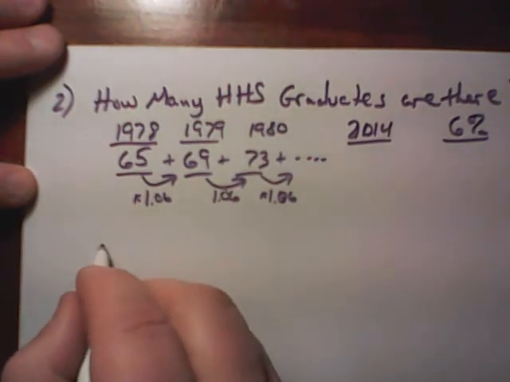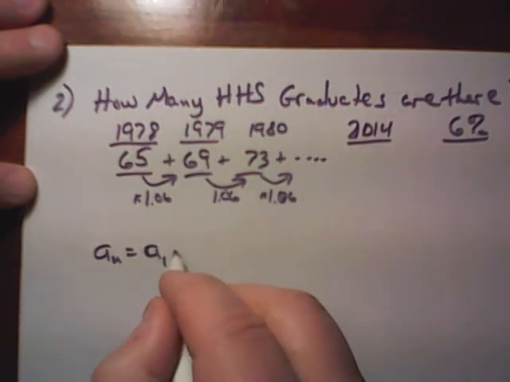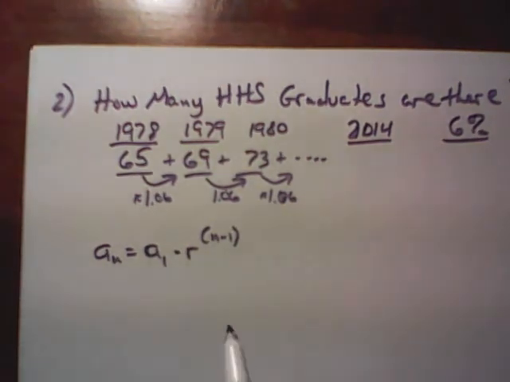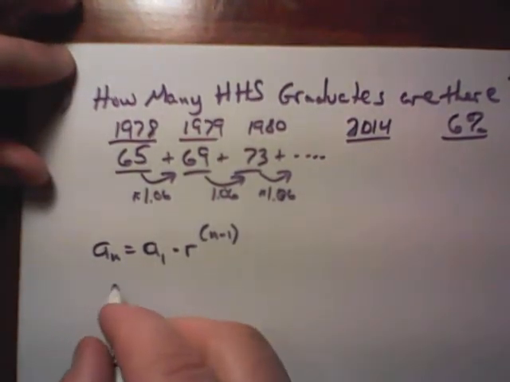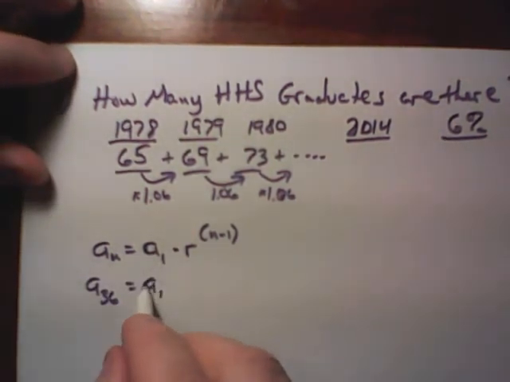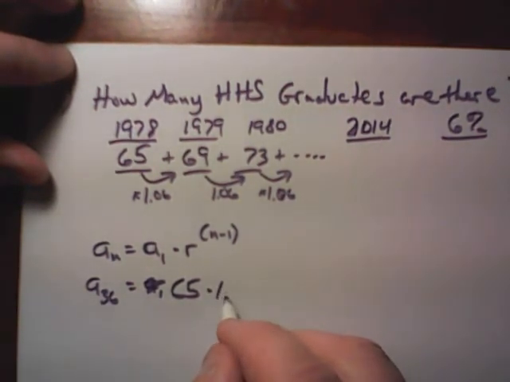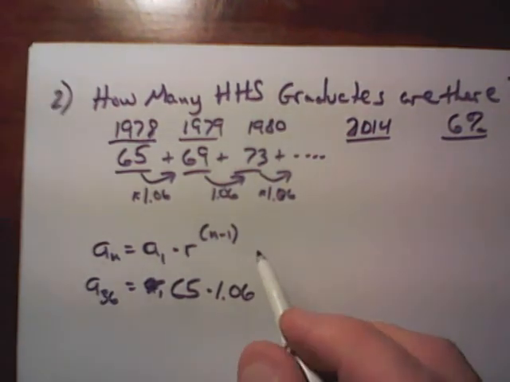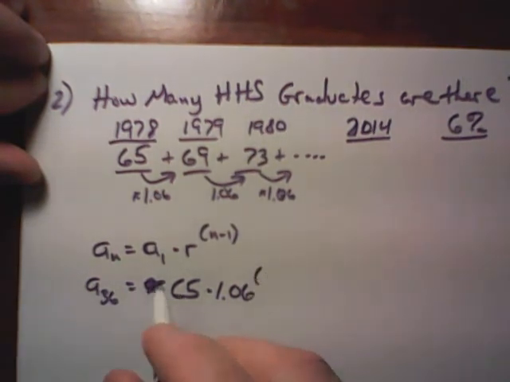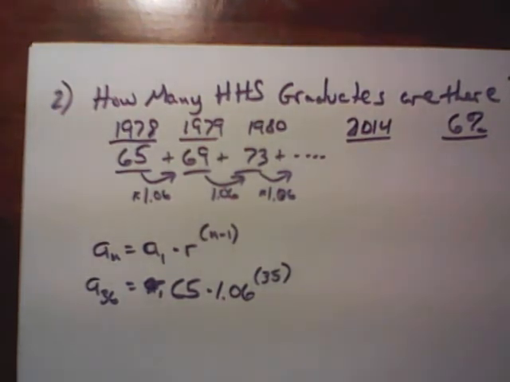So if you remember, our explicit formula is going to look something like this. It's always a sub n equals the first term, a sub 1, times the common ratio, n minus 1 number of times. In this particular case, we want to find the 36th term. So the first term is 65, and we're going to multiply it times our common ratio, which is 1.06. And again, this is an estimate because these numbers have to be rounded to the nearest person. But then I'm going to take 36 minus 1, which is the 35th power.